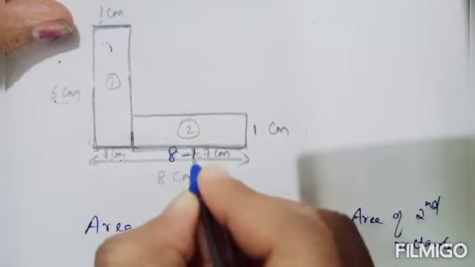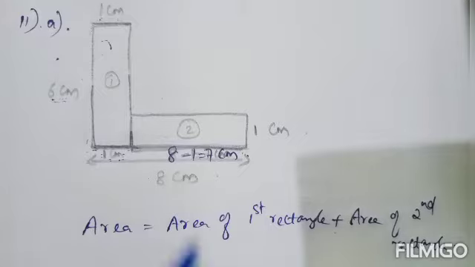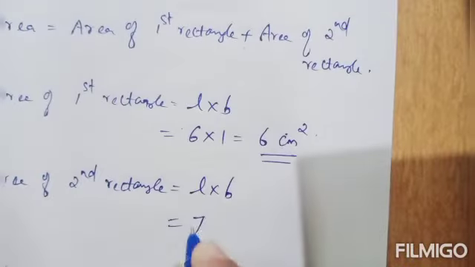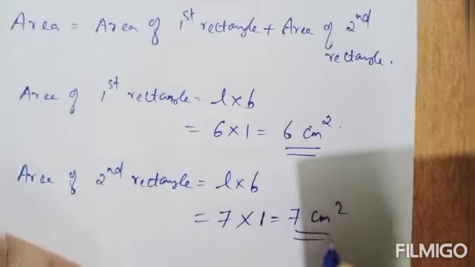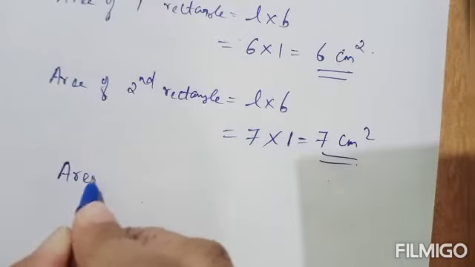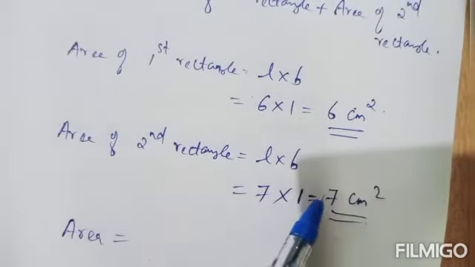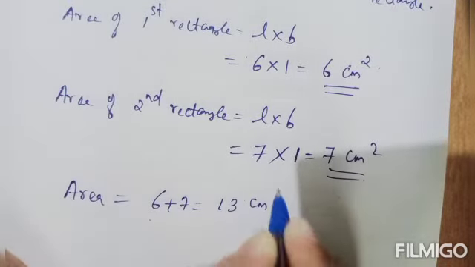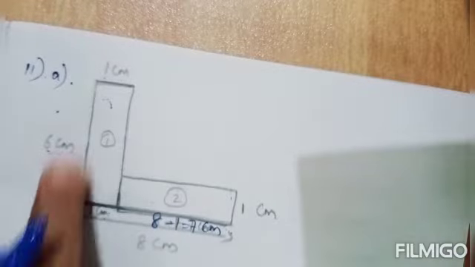So the remaining will be 8 minus 1 equal to 7 centimeter. Okay, so 7 centimeter is the length of the second rectangle. So 7 into width, which is 1, is given. So 7 into 1 is 7 centimeter square. Now what will be the area of the figure? You have to add the areas of these two rectangles, that is 6 plus 7 equal to 13 centimeter square, the total area of this figure.